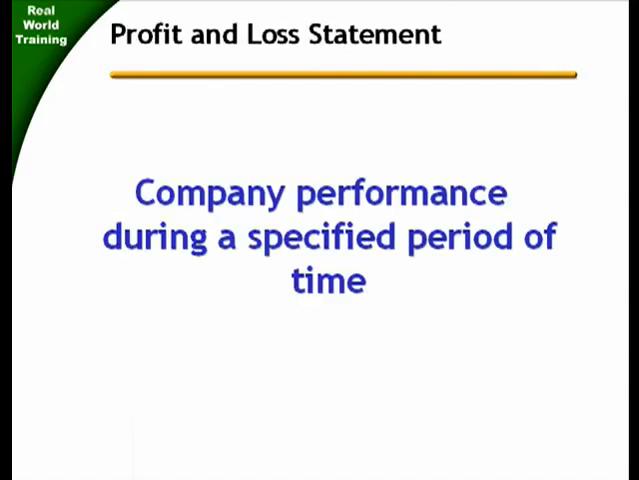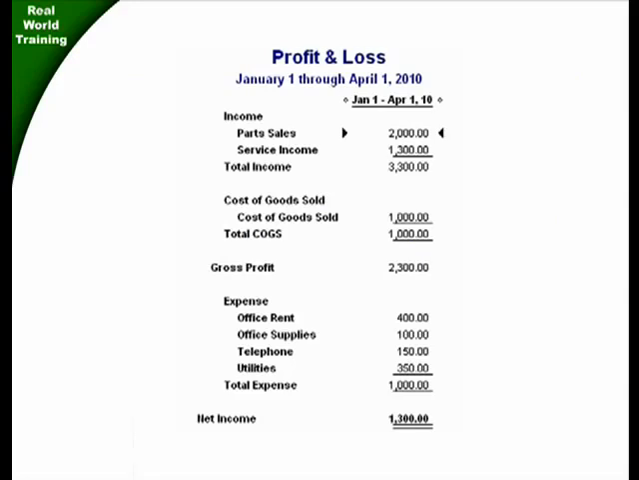The profit and loss statement is the second financial statement. It shows your company's performance during a specified period of time. The profit and loss is comprised of three sections: income, cost of goods sold, and expenses. Income is what you earned. Examples include sales of products or services. Cost of goods sold is typically the cost of materials that went into a project or the cost of the inventory you've sold. Not all businesses have cost of goods sold, so don't be concerned if this section does not appear on your profit and loss statement.